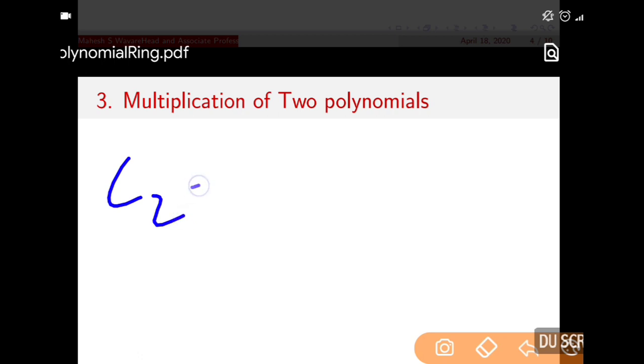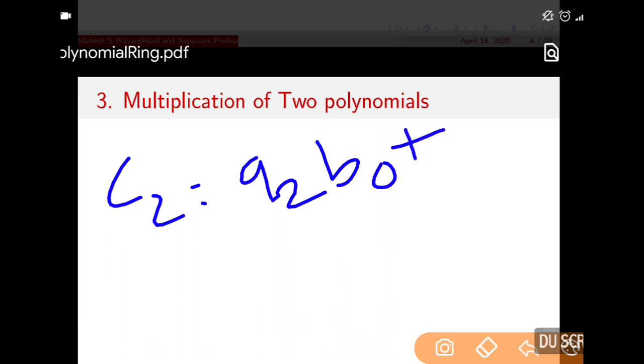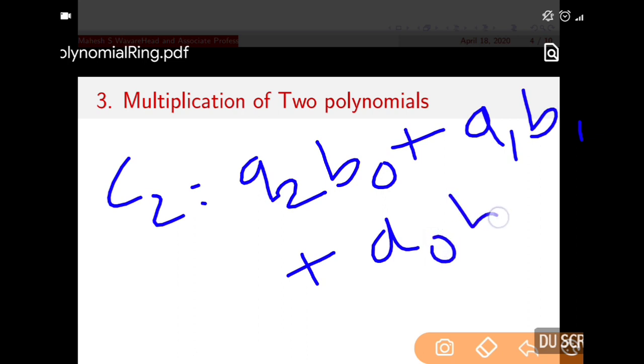Next, how to write c2? C2 will be a2 b0. It means we are writing the coefficient of x square, and when we get x square, you can carefully see. A2 has coefficient x square and b0 has coefficient 1, so this is a coefficient of x square. Next, a1 has coefficient x and b1 has coefficient x, so this is also a coefficient of x square. And last, it is a0 b2.